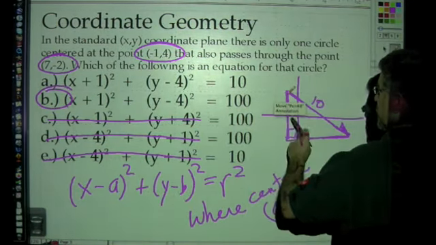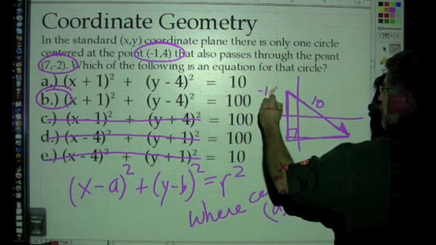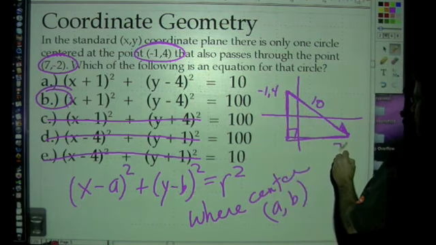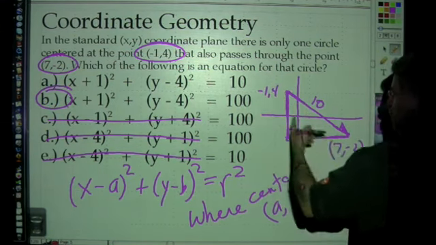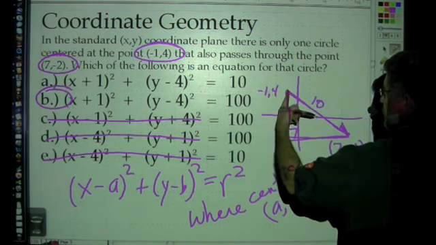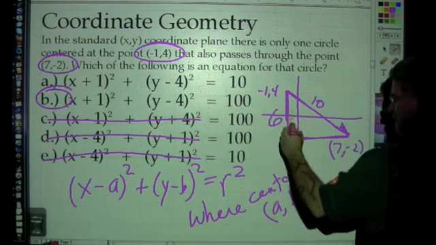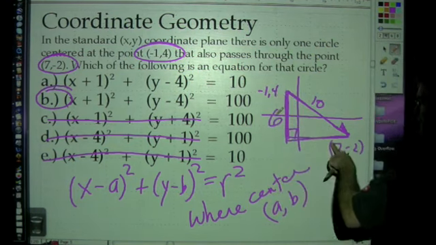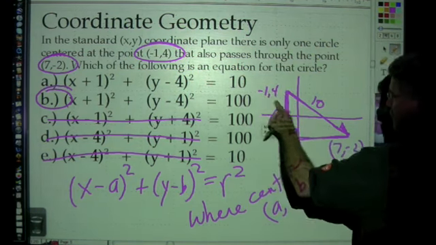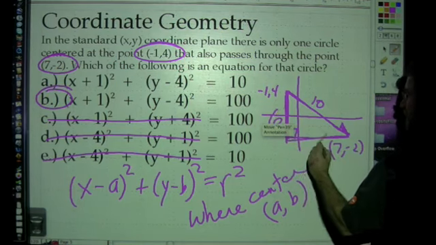If that's going to be (-1, 4), and that is 7 over and -2 down. Well, it was at 4, that's at -2, therefore that length is 6, right? Because that was 4 up and 2 down. This length here is -1 over to 7, so that's 8.